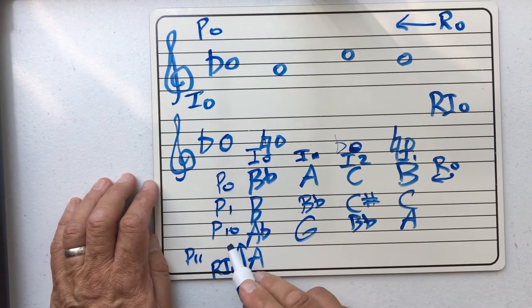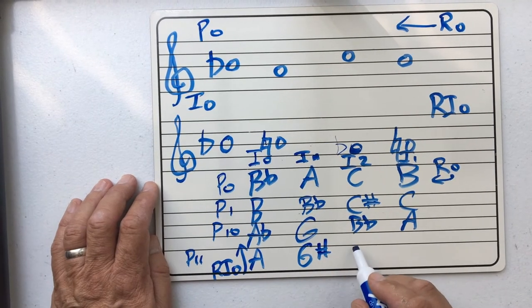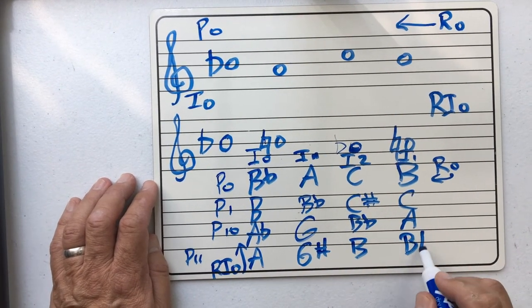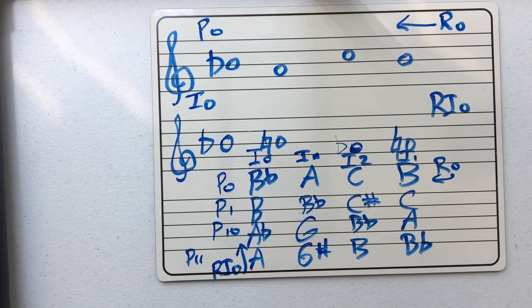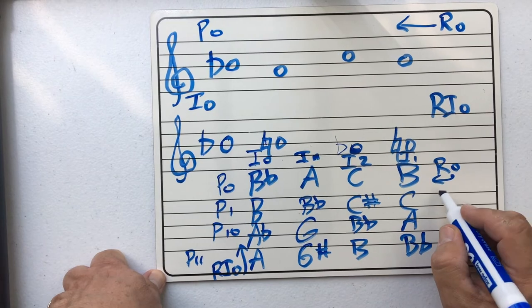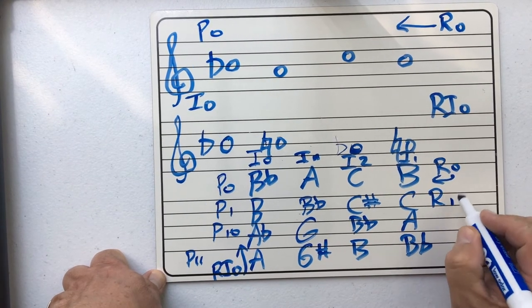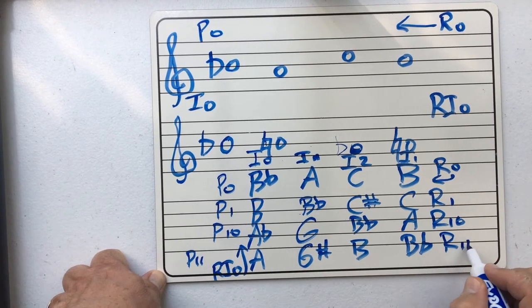I'm just going to go up 1 semitone from the P10. G sharp. B natural, B flat. There. That is your, you know, magic square. And of course we could identify these. This is the R1, the R10, and the R11.